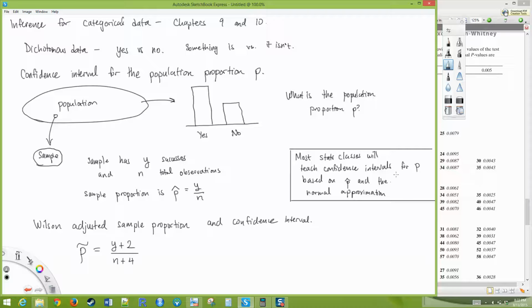If your sample proportion is 0 and you use the normal approximation, you end up getting no standard error, and you can't produce any kind of interval. So what the Wilson adjusted sample proportion does is it pretends like you had 2 observations with the disease, but then it also adds 4 to the denominator.